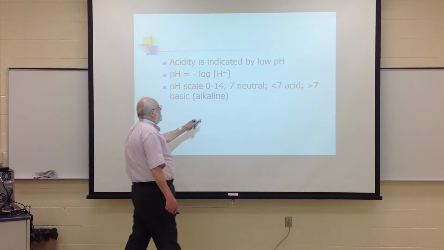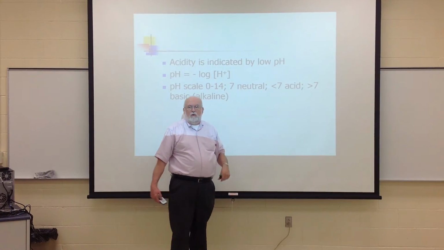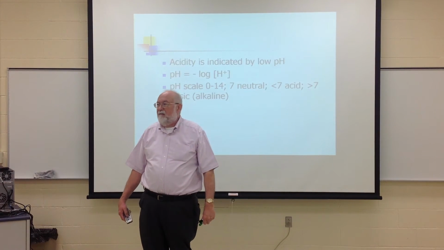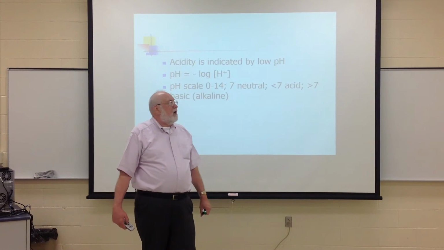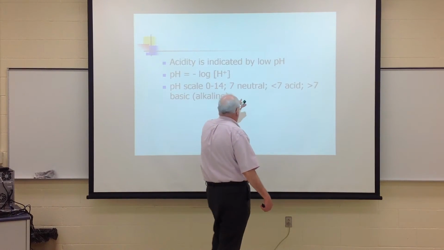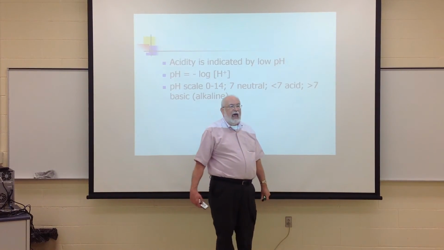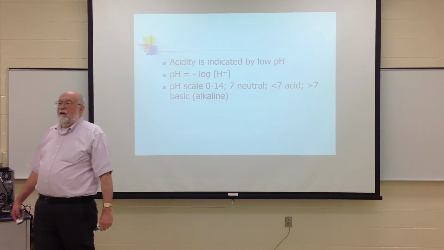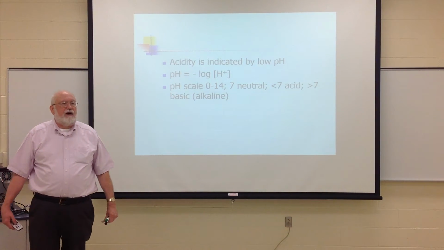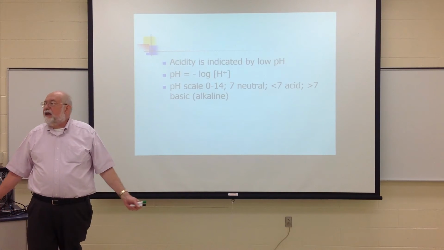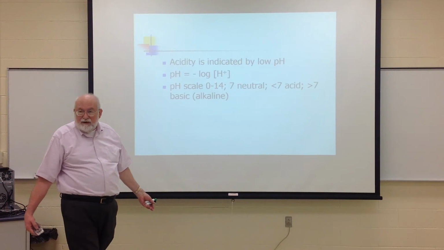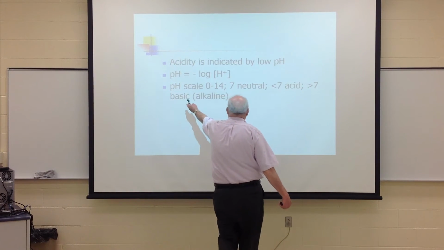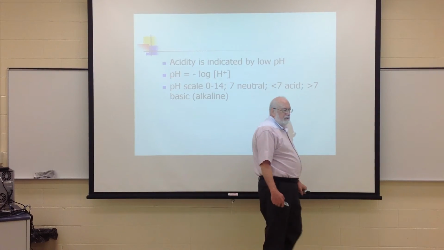7, smack dab in the middle, is neutral. It's not an acid, it's not a base, in other words, okay? If you go below 7, you have an acid. Acids are going to be below 7 on the pH scale. Alright, so if something has a pH of 5.4, it's an acid, right? It's less than 7. If it's greater than 7, then it's something that's a base or it's alkaline.